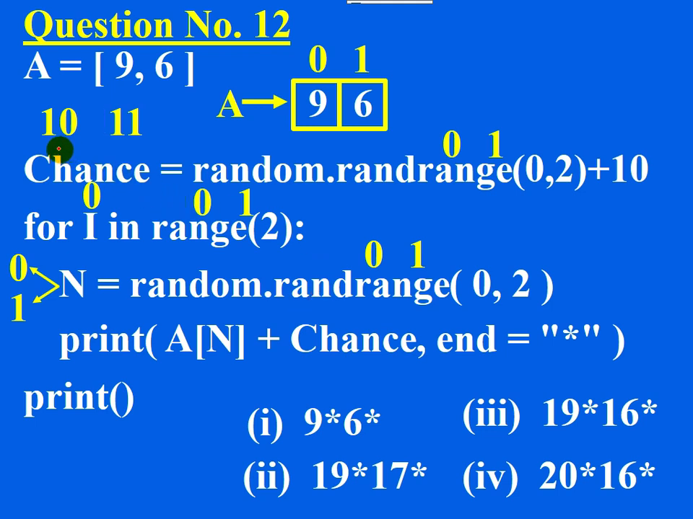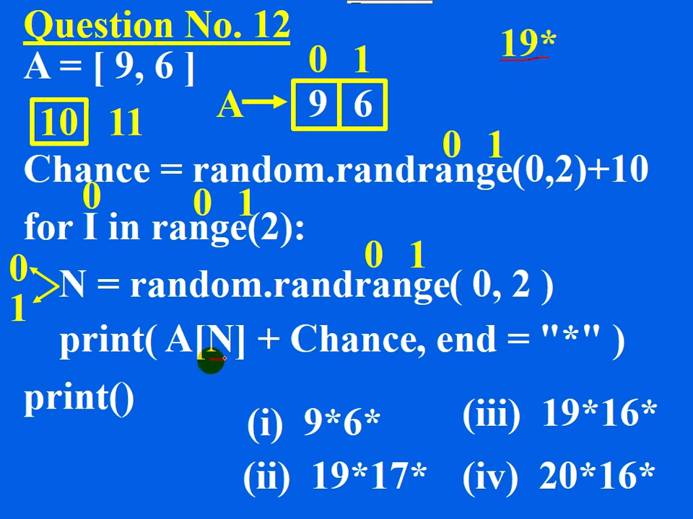So to begin with, let me select chance as 10. So this is a of 0, which is nothing but 9. Chance is taken as 10. So 9 plus 10, 19, and the ending character is star. So you get 19 star.